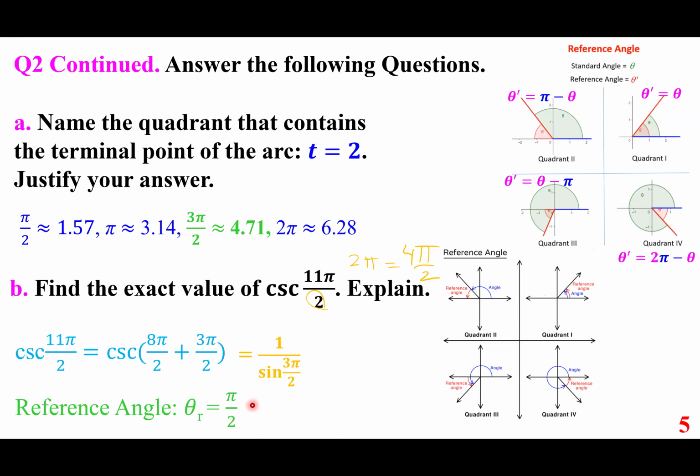Sine of pi over 2 is positive. Sine of negative pi over 2, or 3 pi over 2, is negative 1. So 1 over negative 1 is negative 1. It's one of those common arcs. We are supposed to know the answer. Okay, everybody? It's one of the common arcs.